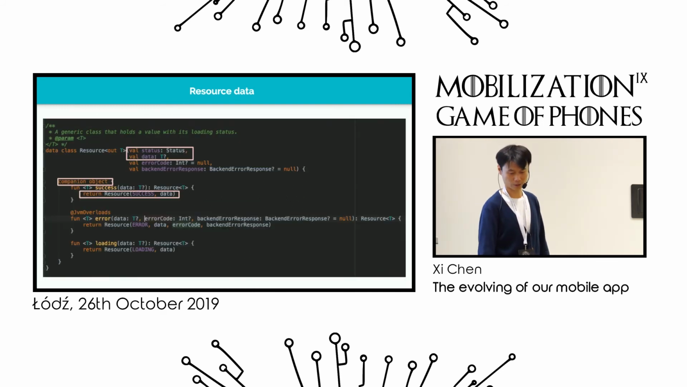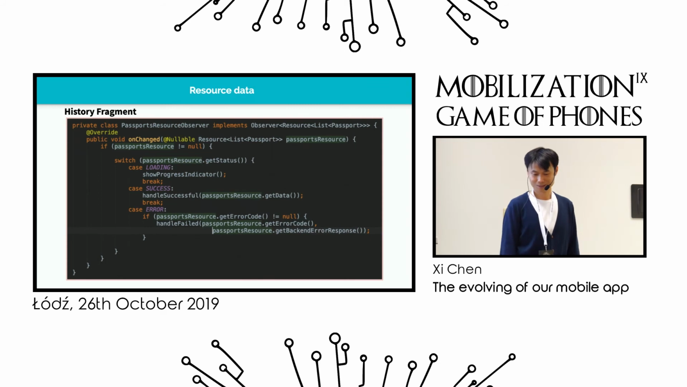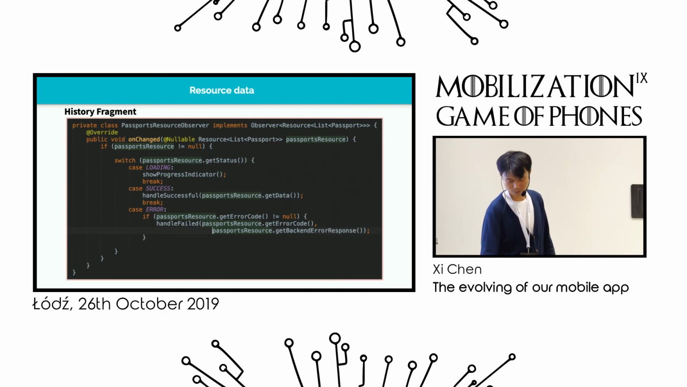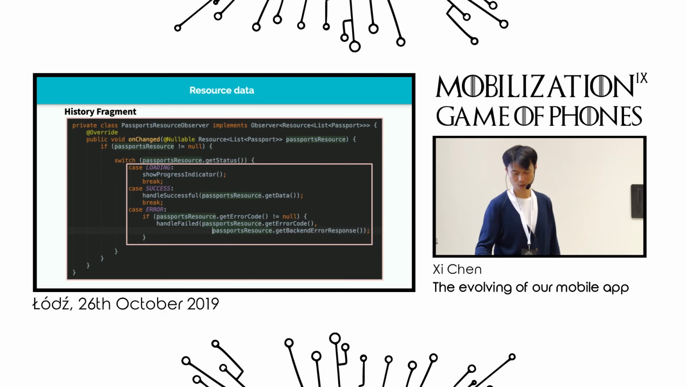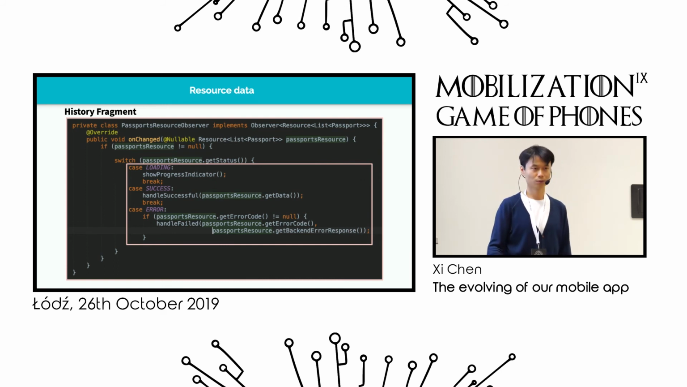By the way, am I too quick, or do you follow? I hope you follow. And this is an example in the history fragment. How do we use the Resource? So we check the state of the data. If it's the loading state, we show a progress indicator. If it's successful, we present it to the user. If it's an error, we handle the error.